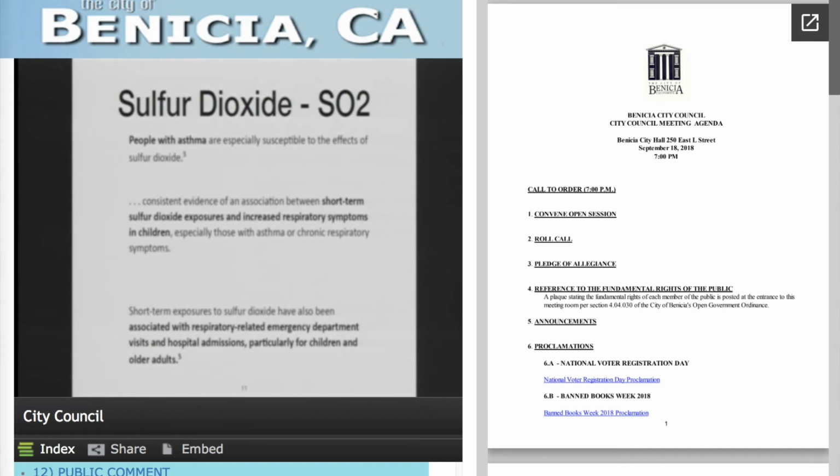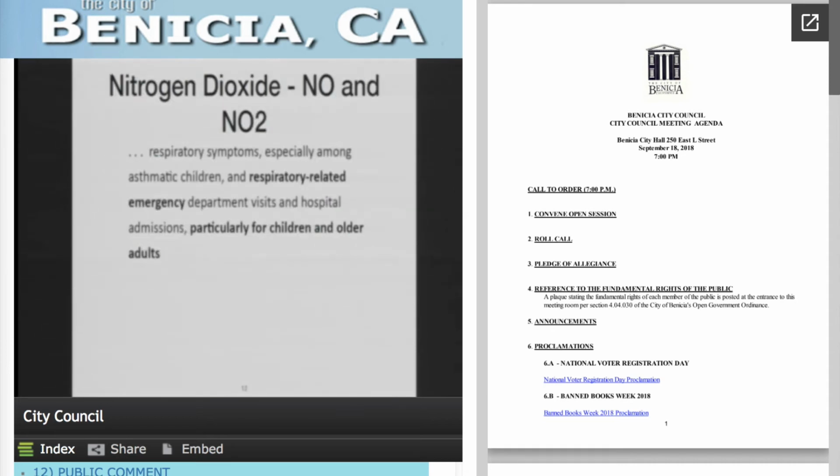Sulfur dioxide affects people with asthma. Short-term exposure is linked to respiratory symptoms in children and are often related to ER visits and hospitalizations, particularly for children and older adults. Nitrogen dioxide exposure results in respiratory symptoms, especially among asthmatic children.